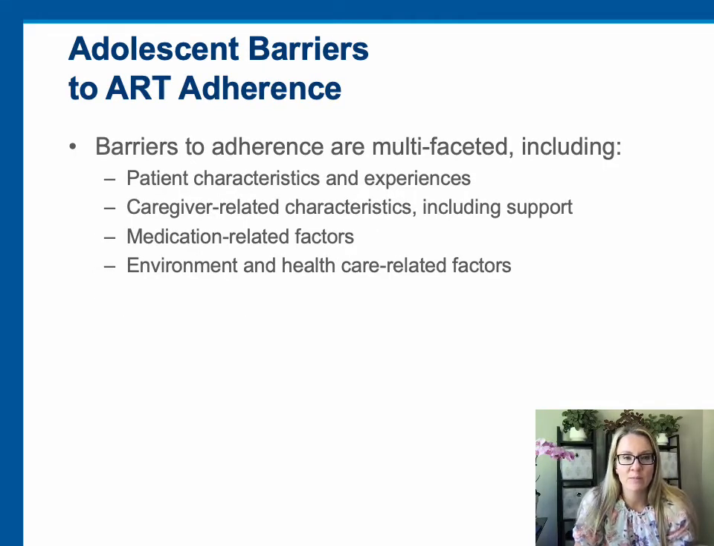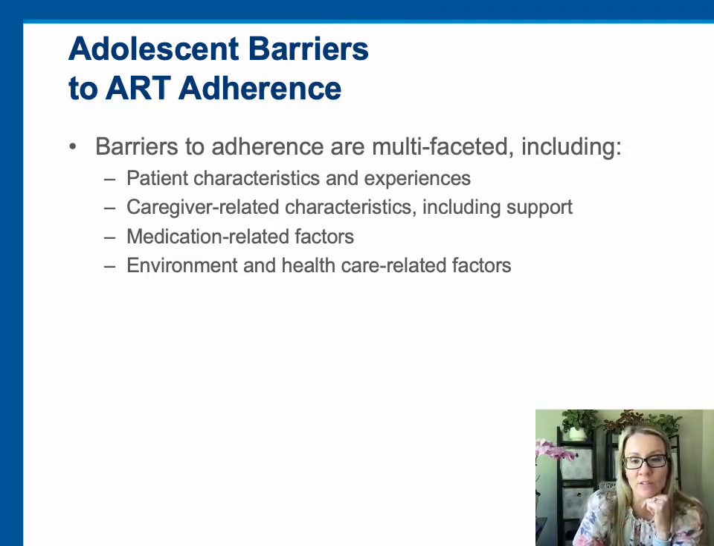Barriers to ART adherence amongst adolescents are multifaceted, and they include factors at the patient characteristic and experience level, so things like mental health challenges, not knowing their status, perceived stigma, perceived lack of social support, experiencing social isolation, as well as patient experiences forgetting, being away from home, or experiencing disruptions to their daily routines. It can also be caregiver-related characteristics, including the level of support that their caregivers provide to adolescents, medication-related factors like pill burden and palatability, and environmental and healthcare-related factors, including long distances to health facilities and services not being youth-friendly or with hours that conflict with school.